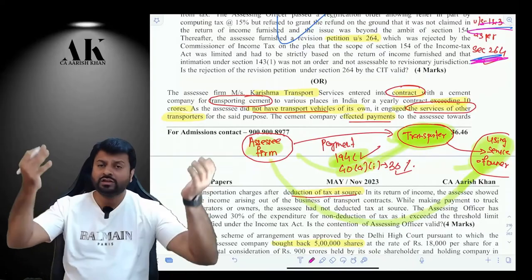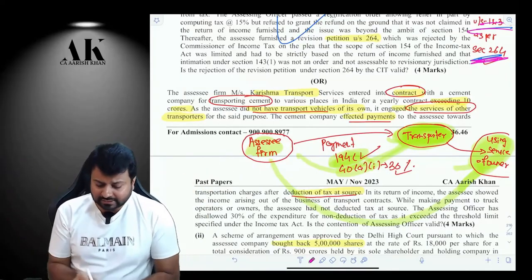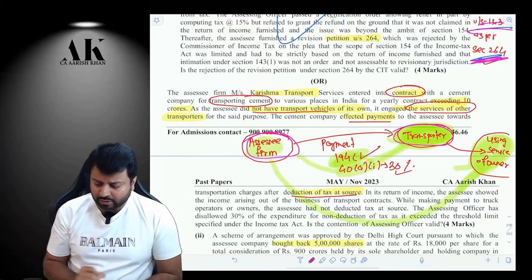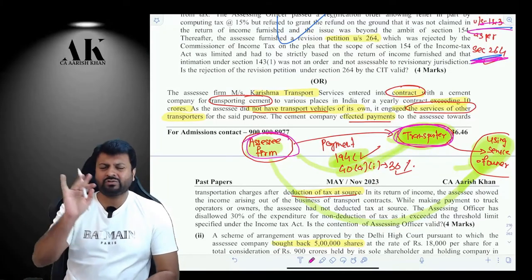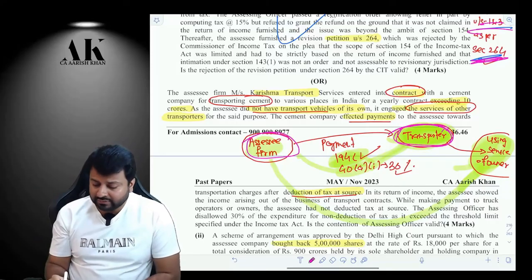We are not beyond the judiciary system. Okay. Now, there is one SSE firm and there is a transporter over here. This SSE firm has given some contract to the transporter for transporting certain things. Now, this transporter has done what?